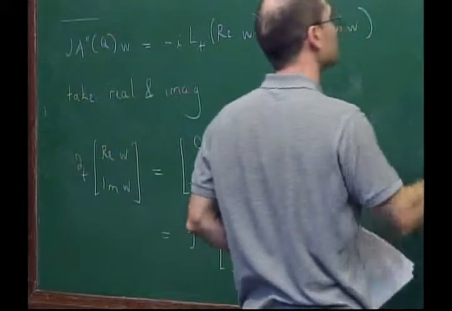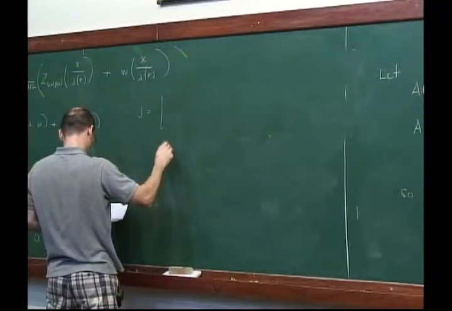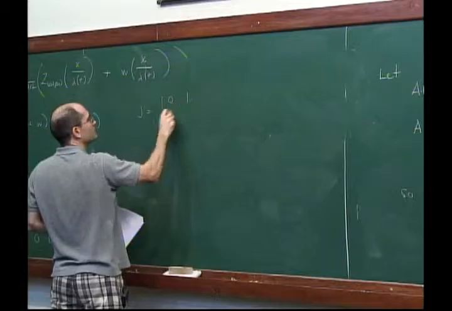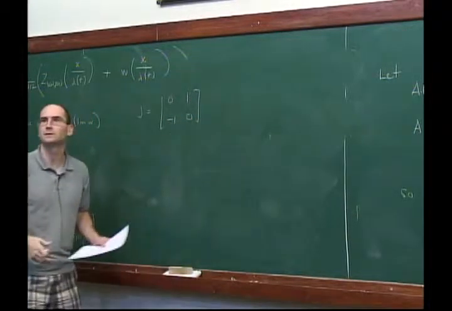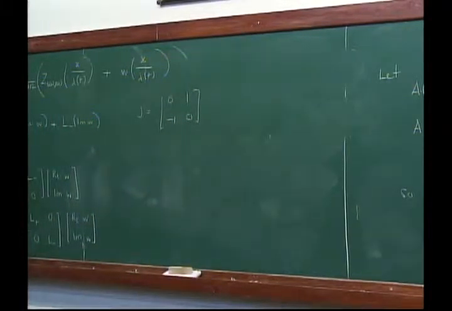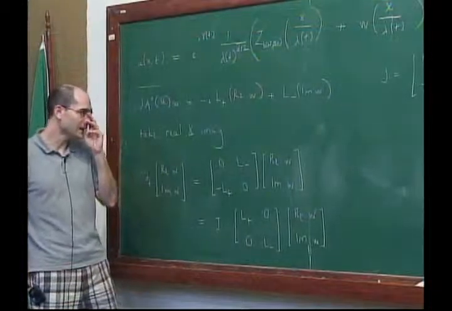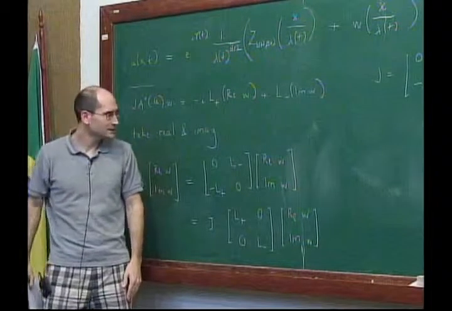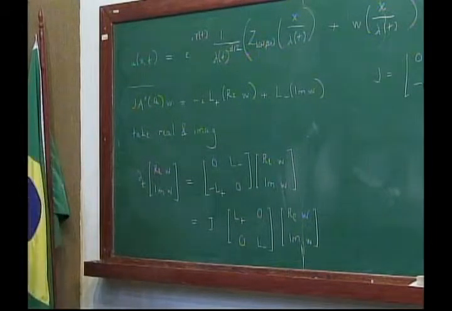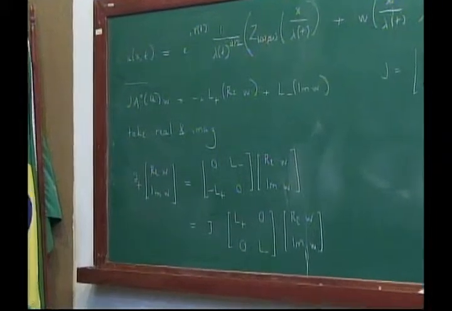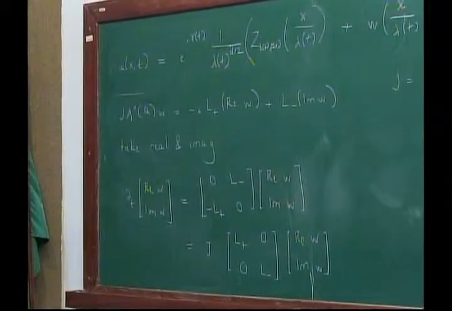So J is now the matrix 0, 1, minus 1, 0, if you do it like that, right? But you see from this that the operator here that we're looking at is definitely not self-adjoint. It's not even skew adjoint. It's actually non-normal. So its spectral properties are very subtle.